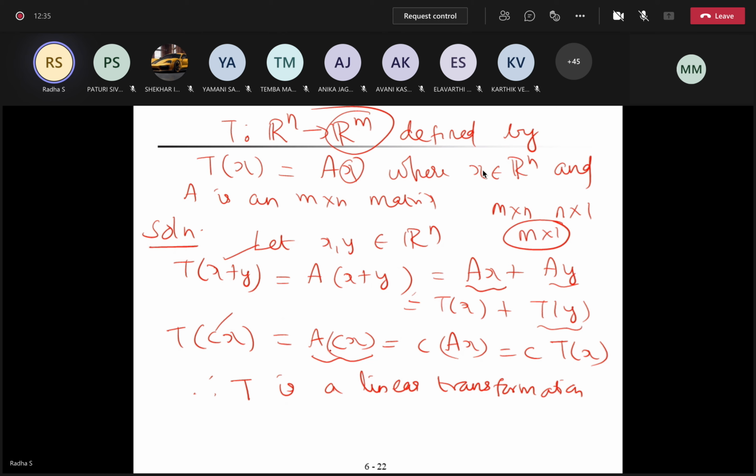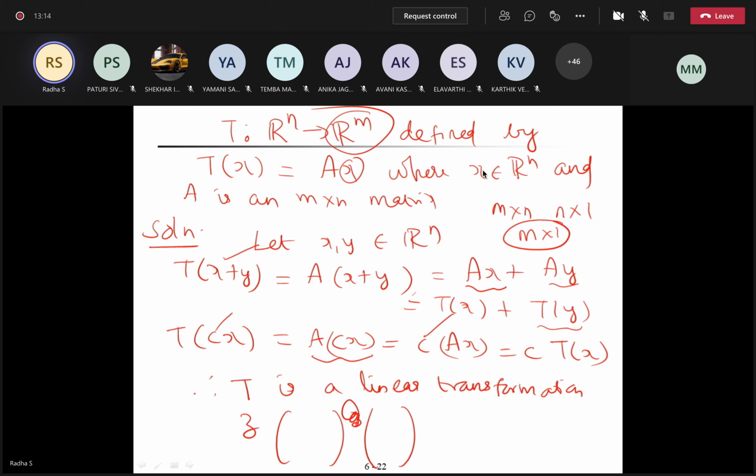Now, just by observing this, we can say that C is simply a constant. If you are multiplying a matrix and a vector, and it is already being multiplied by a constant, you can move the constant here. It's not going to affect the value; changing the order of multiplication will not disturb it, right? So it is C times A x, and A x is nothing but T of x. So T of C x is equal to C times T of x. Both the properties are satisfied. It's very well understood that T is a linear transformation.